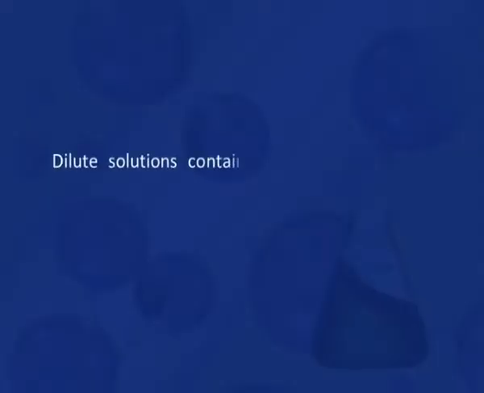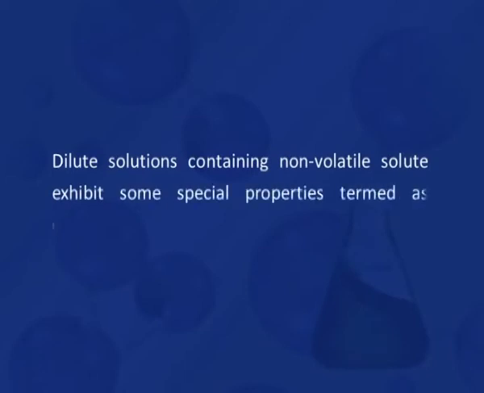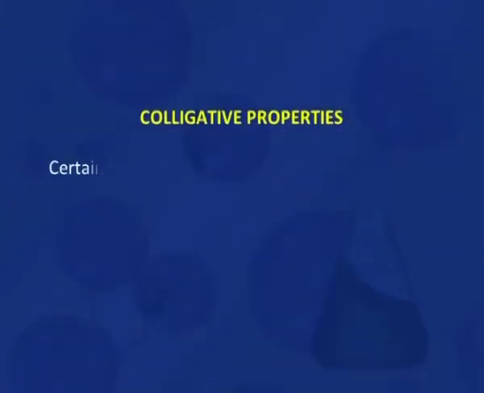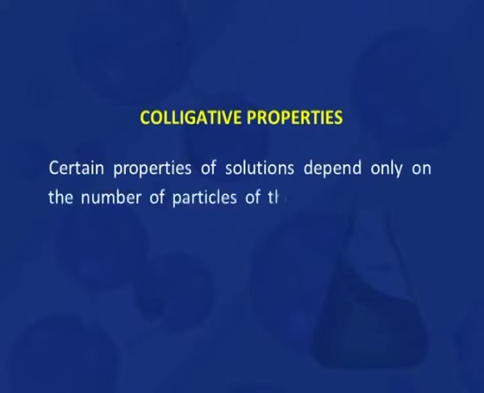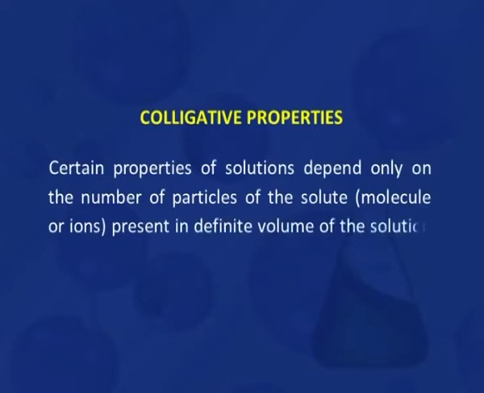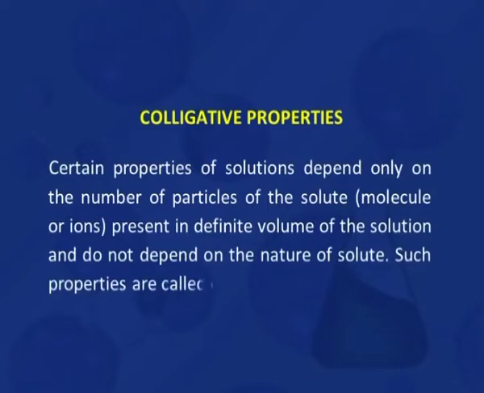Dilute solutions containing non-volatile solute exhibit some special kind of properties known as colligative properties. Certain properties of solutions depend only on the number of particles of solute. These particles can be molecular or ionic. These properties, which depend only on the number of particles of the solute, are known as colligative properties. Colligative properties do not depend upon the nature of solute.